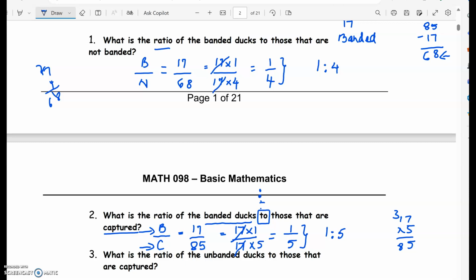If it's a ratio, you would read it as 1 to 4, or you write it as 1:4. But if it's a fraction, you would read it as 1/4.